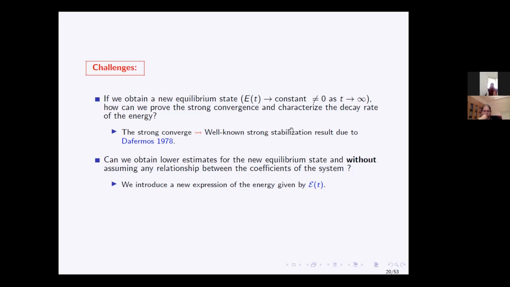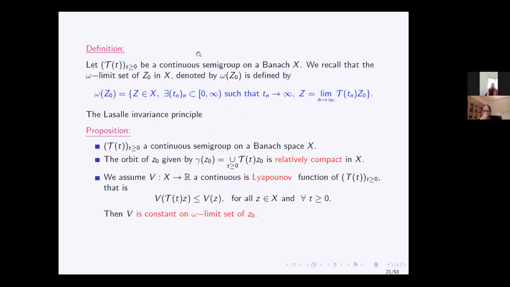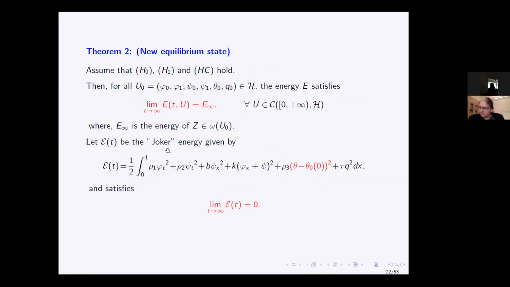And also to obtain the decay rate of the energy and characterize it, we use a new expression of the energy, E(t). Before I give you the result, we need to remind the definition of the omega limit, which is given as follows, and also we use the LaSalle invariance principle. So those two, the definition and the proposition, are useful to obtain the next result, which is as follows.